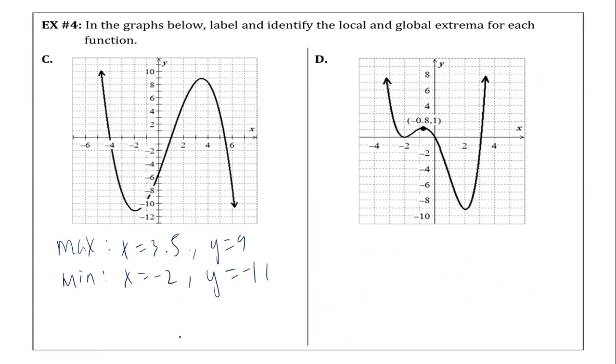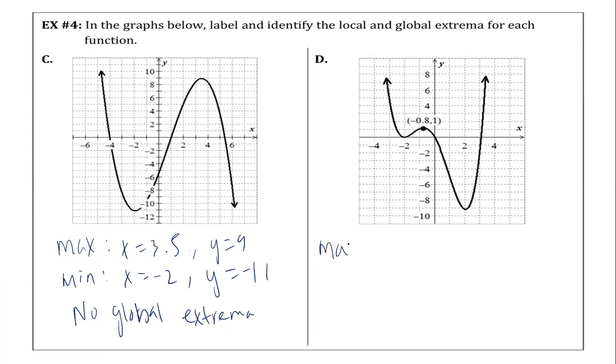Do I have a global max or min? No. There are no global extrema. They're synonyms. We have no global max or min, or just no global. I wrote an A instead of an E. Extrema. All right, and how do we do on D?